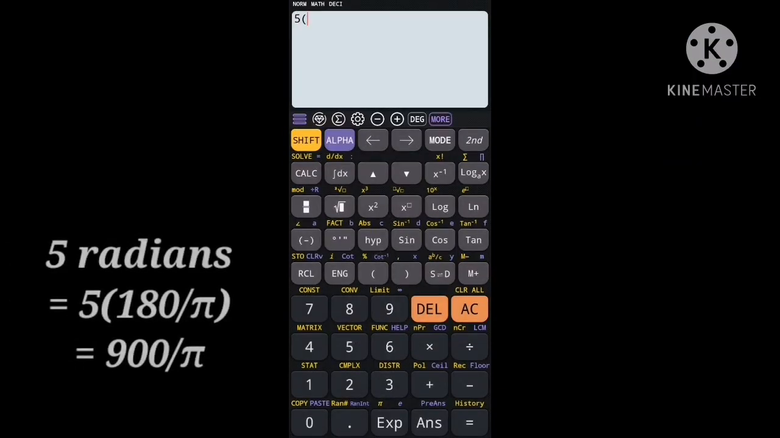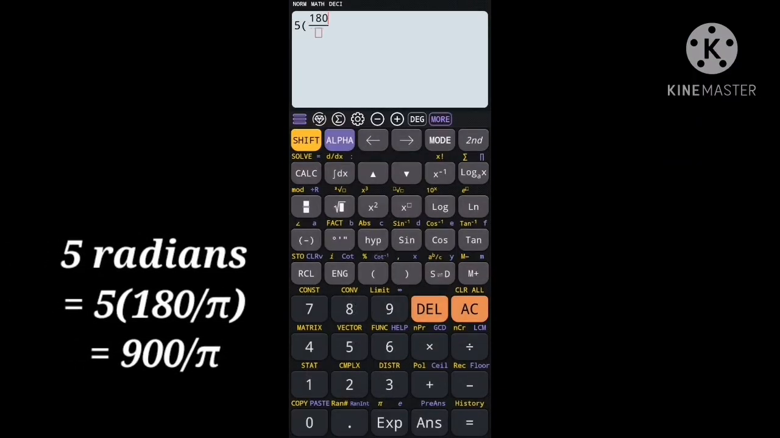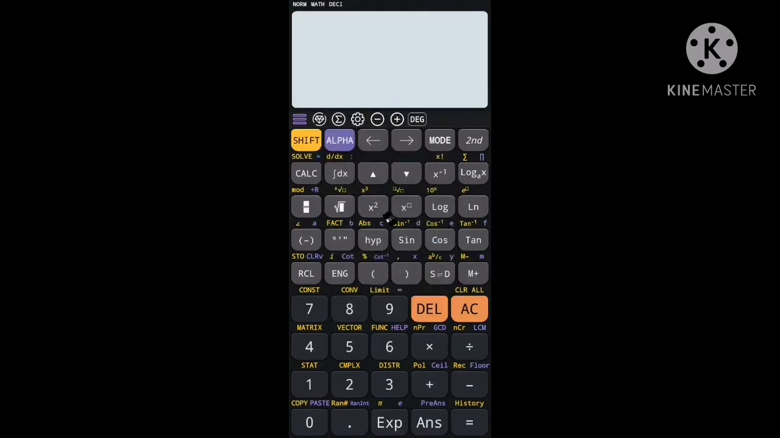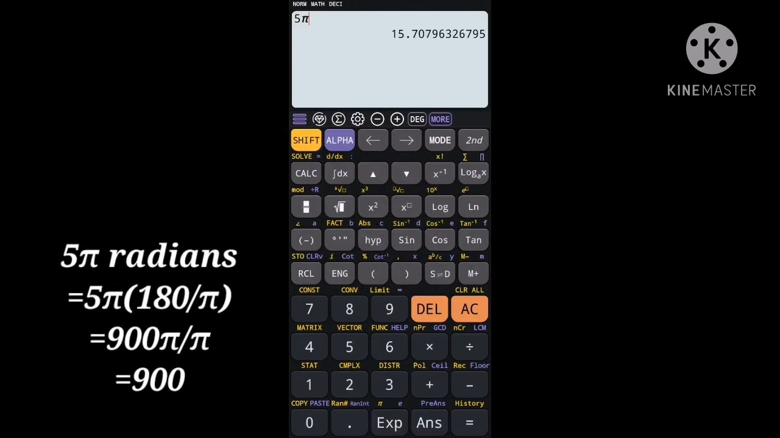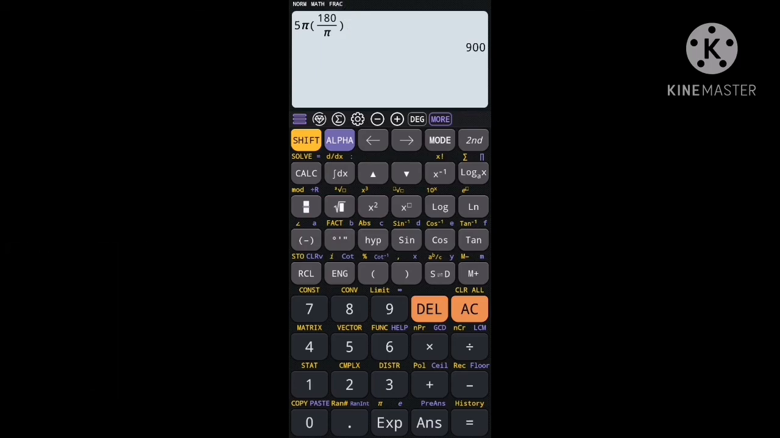Now let's have 5 radians. 5 times 180 over pi would be 900 over pi. Then let's have 5 pi radians. 5 pi times 180 over pi would be 900 pi over pi. Since both the numerator and denominator have pi's, you have to cancel both pi's and you will get exactly 900.